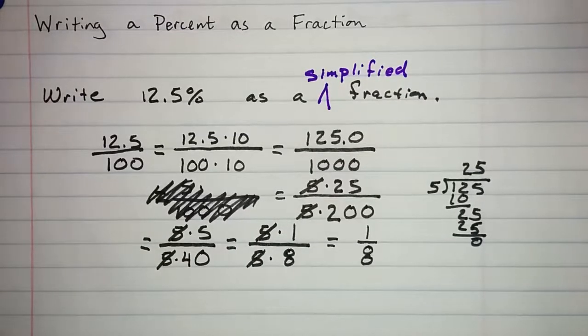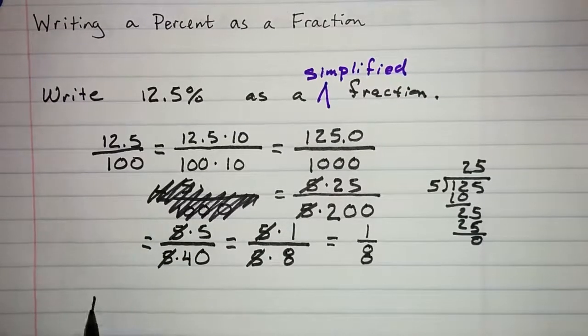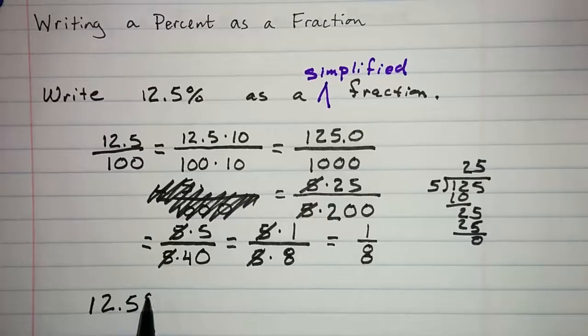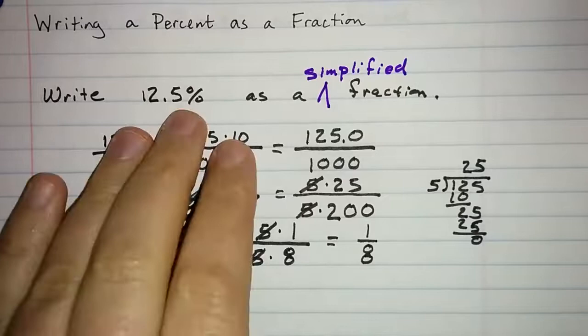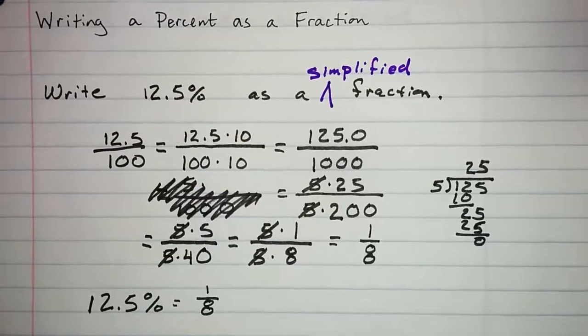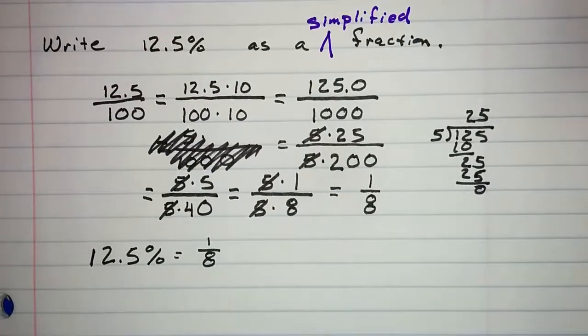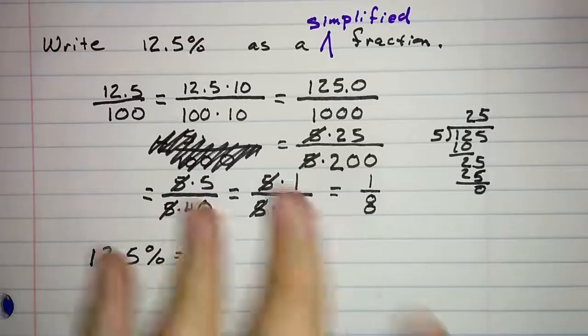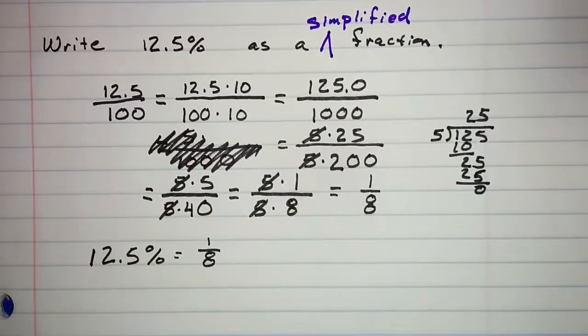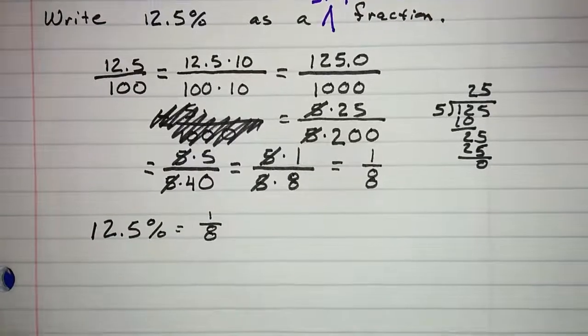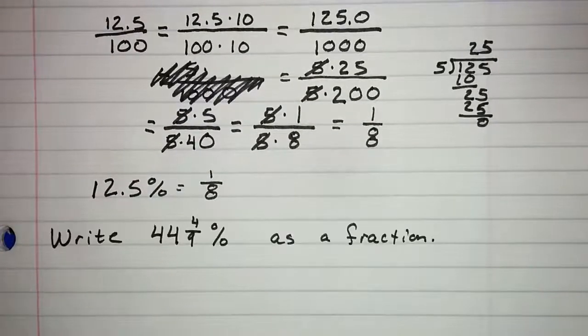So expressed as a fraction, what do we find? 12.5% equals 1/8. Percents won't always be given as decimal percents, of course. They might be whole number percents, which makes this process a little simpler. They might be fraction or mixed number percents, right? We might have a mixed number percent, 44 and 4/9%.